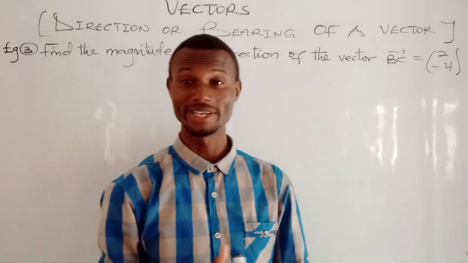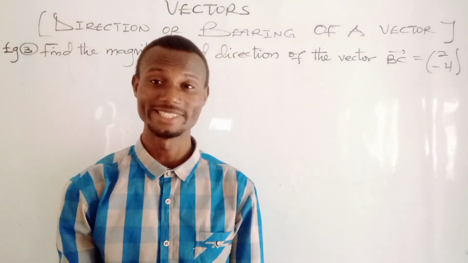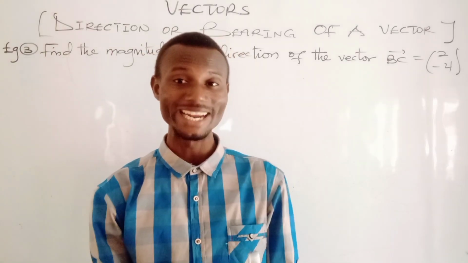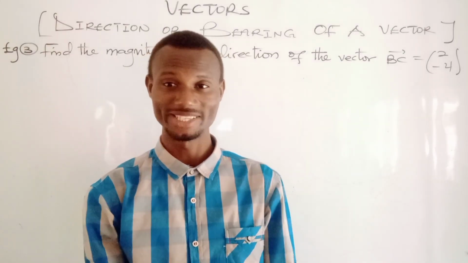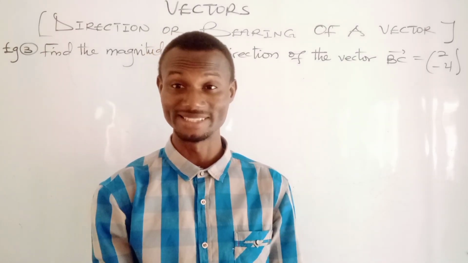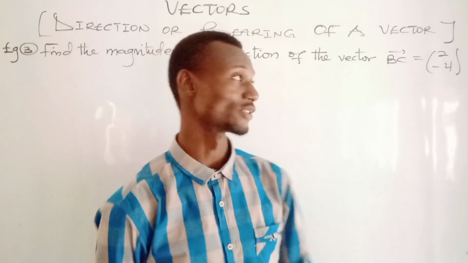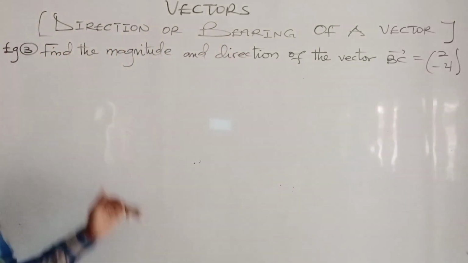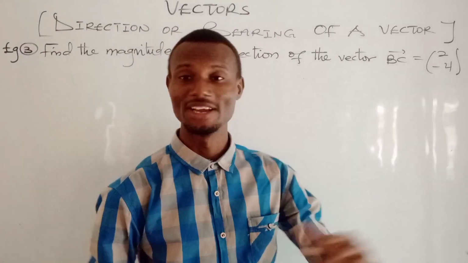The question is asking us to do two things. First of all, the question is asking us to find the magnitude of the vector BC and also find the direction of the vector BC. So the question is in two parts. First of all, we are to find the magnitude and also the direction of the given vector.